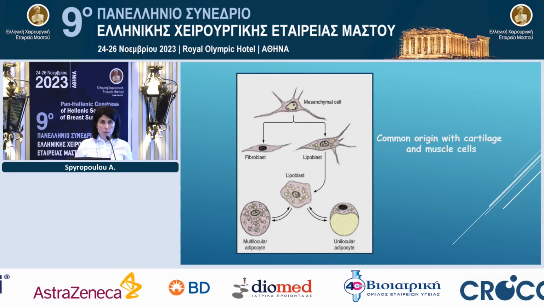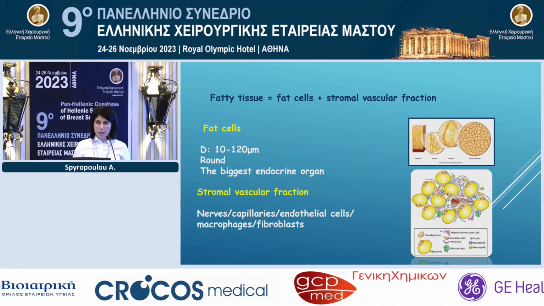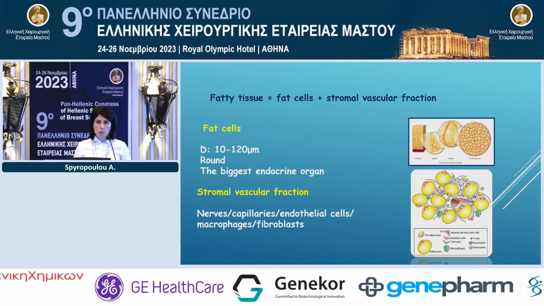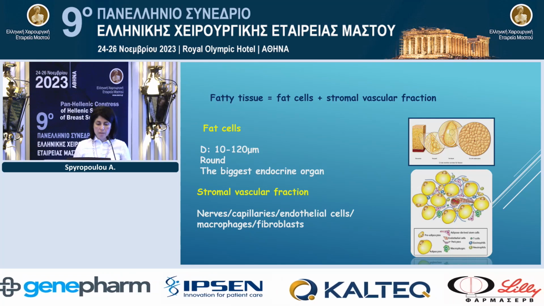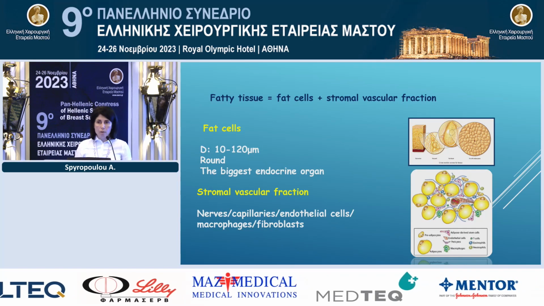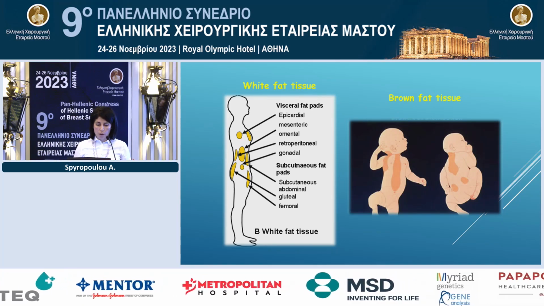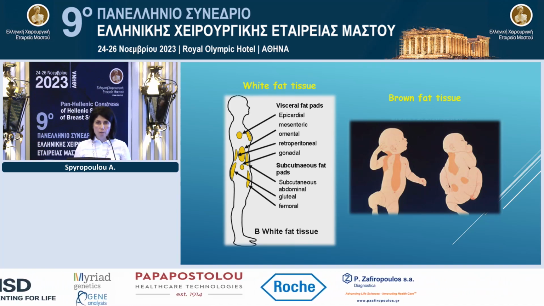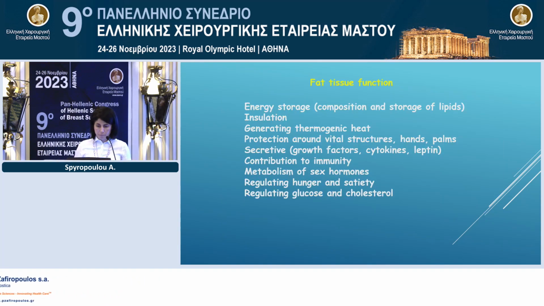Fat cells have a common origin with cartilage and muscle cells, and they divide in number until puberty, and after that their number stays the same and they just increase in size, reaching a maximum of 120 micrometers. They are the biggest endocrine organ, and they are inside the stromal vascular fraction, which includes nerves, capillaries, endothelial cells, macrophages, and fibroblasts. The white fatty tissue envelops the internal organs in visceral fat pads and exists also in subcutaneous fat pads. The brown fatty tissue exists mostly in babies, and its use is in thermogenesis.